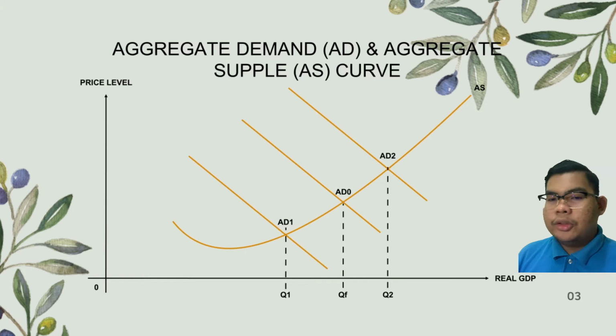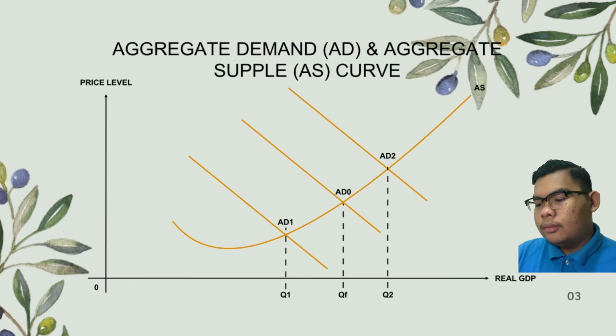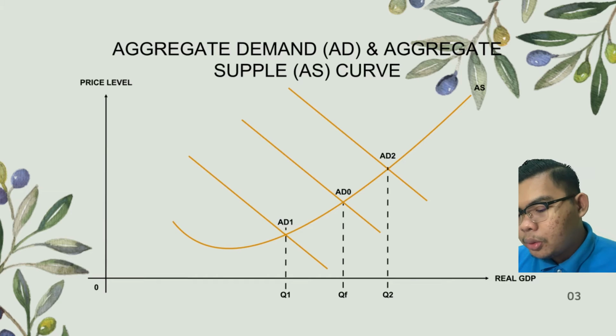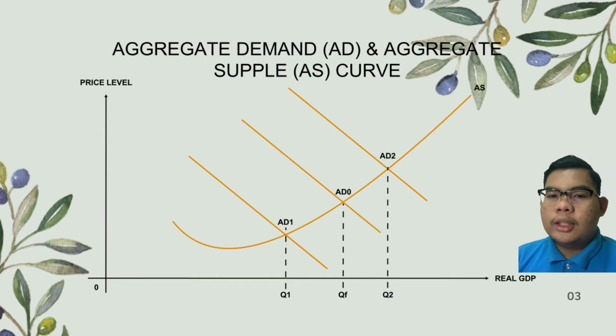So we can refer to the textbook, page 371. The aggregate demand curve AD0 shifts to aggregate demand curve AD2. So QF goes to Q2, which means the curve shifts to the right.